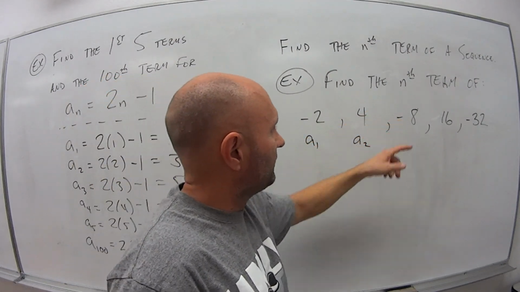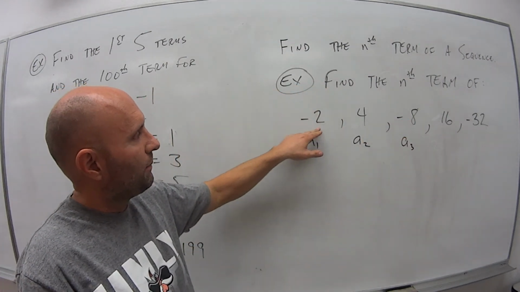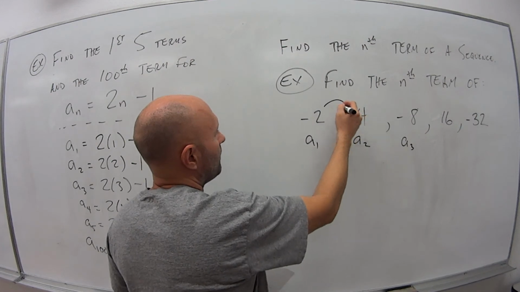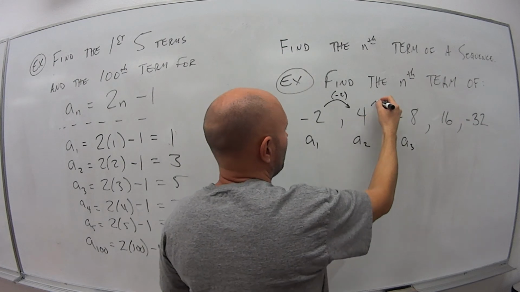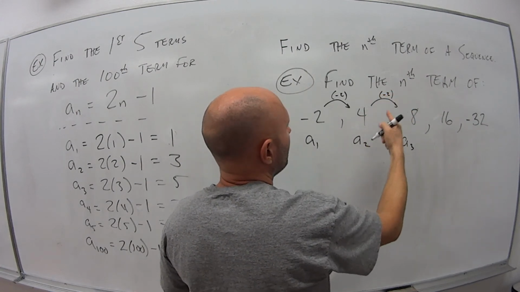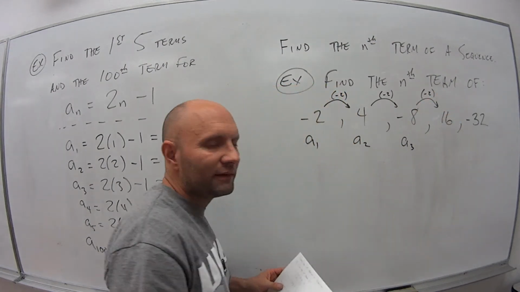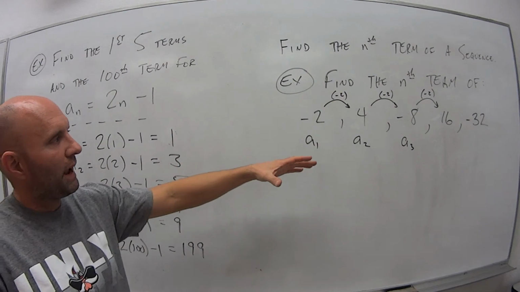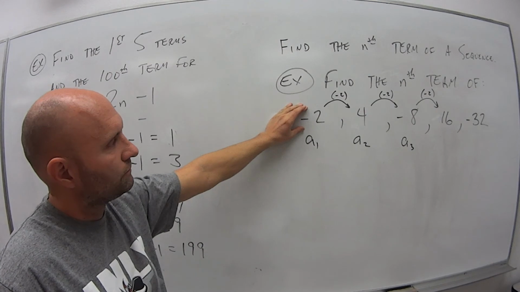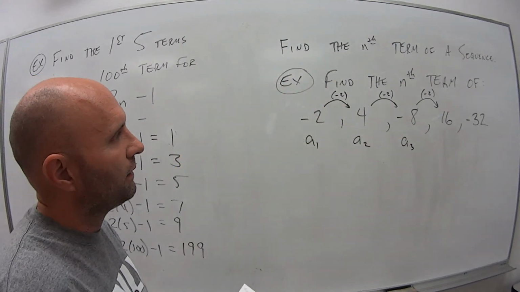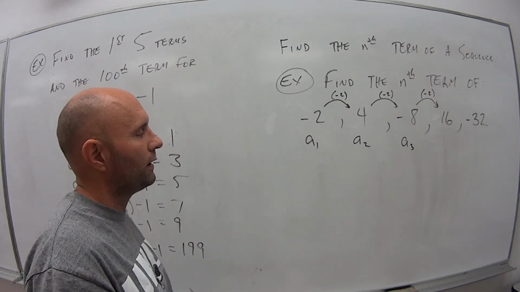But if I add 6 to 4, that does not get me -8. So what's happening is I go from -2, if I multiply that times -2, it gives me +4. +4 times -2 is -8. -8 times -2 is +16, and so forth. So we found the pattern. We start with A1, that value is -2. Then each successive time, we're multiplying it by the -2 from the number before it.